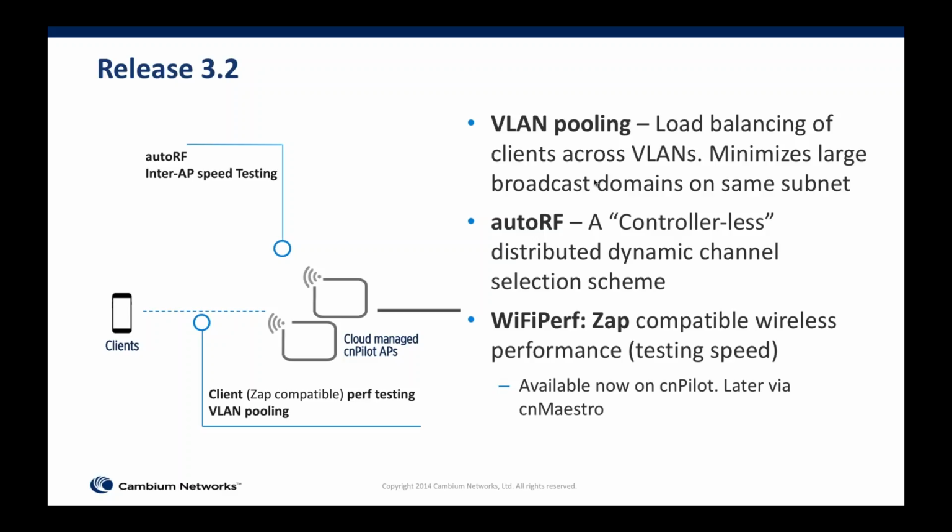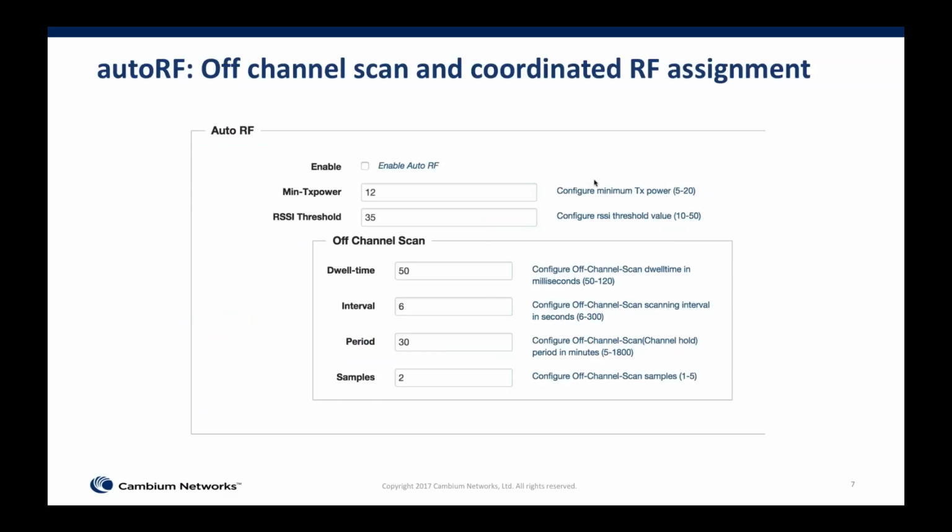autoRF is a completely controllerless distributed algorithm. It allows the APs to talk among themselves and decide which channel to go on as they scan for the area. So the APs so far were making independent decisions looking at their neighborhood. With the advent of autoRF, the APs are now able to coordinate their decision making. You'll be able to configure the minimum transmit power and also configure the RSSI threshold value, and then decide how long they'd go off channel scanning, how long they'd stay on channel while scanning, and then configure the off channel scan samples as well.